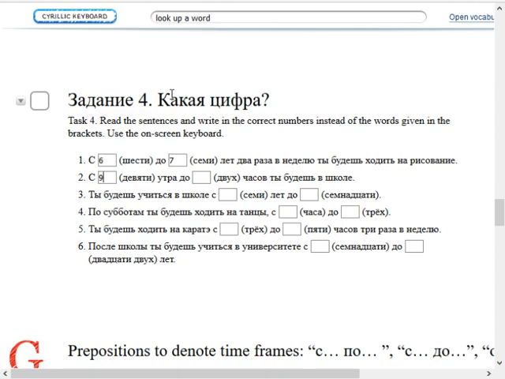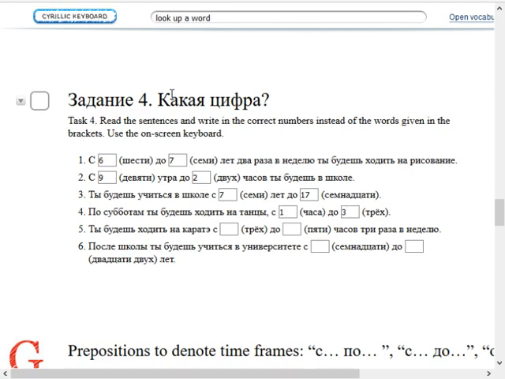С 9 утра до 2 часов ты будешь в школе, so from 9 till 2 you'll be in the school. Ты будешь учиться в школе с 7 лет до 17. 17 is 17. So you will study in school from 7 years to 17. По субботам ты будешь ходить на танцы. So on Saturdays you will go to dance с часа до 3, from 1 till 3.